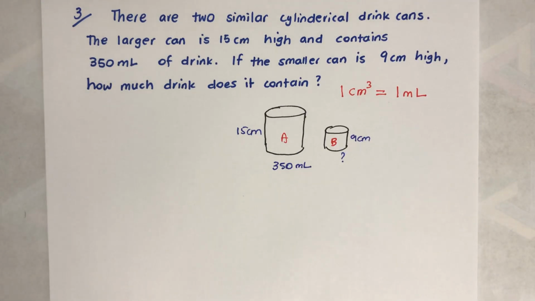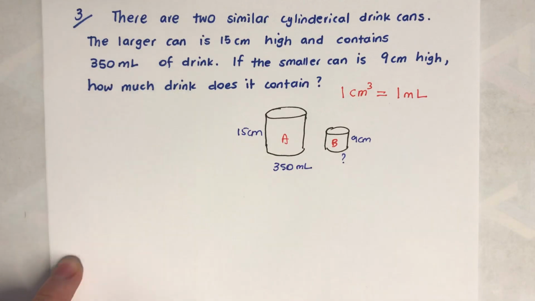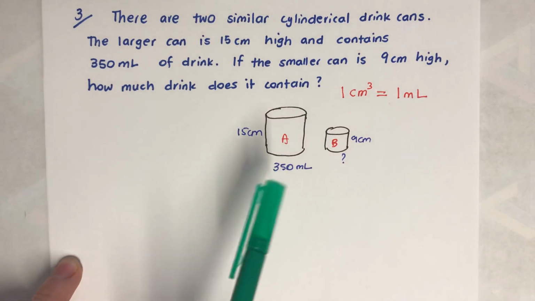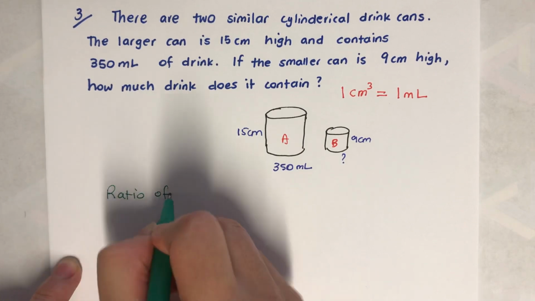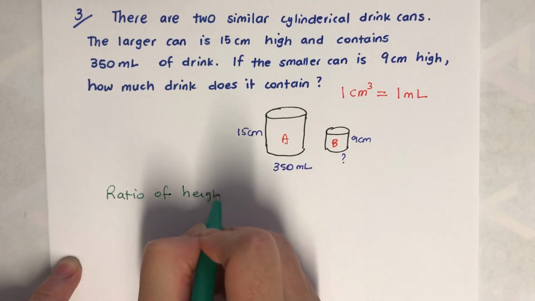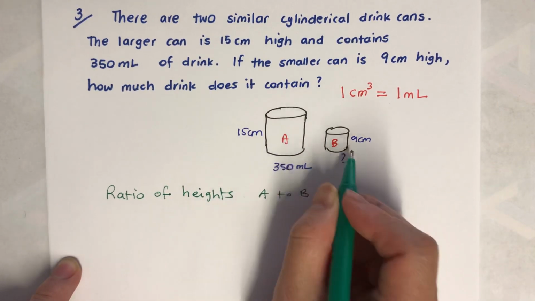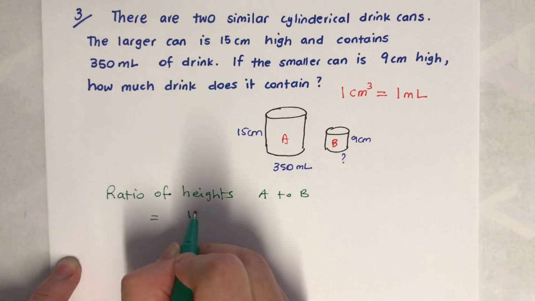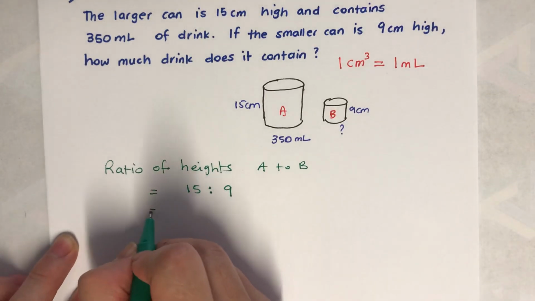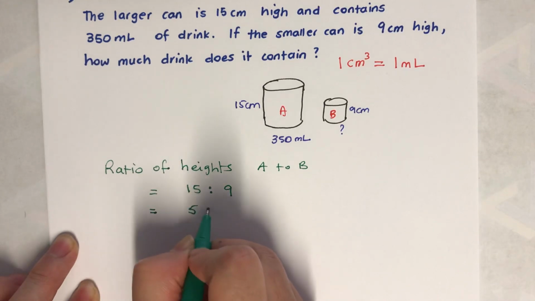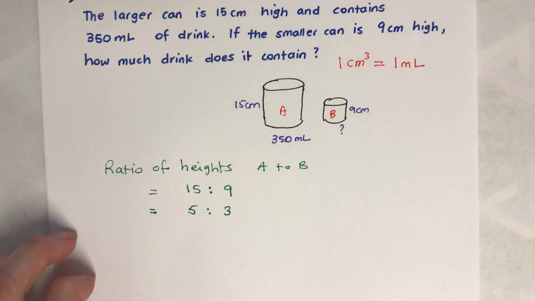First things first, we need to find the ratio of sides, in this case the height. So the ratio of heights, A to B, from here to here, will be 15 to 9. Now we can simplify this by dividing by 3, so it'll be 5 to 3. That's the ratio of the heights, sort of like a ratio of sides.